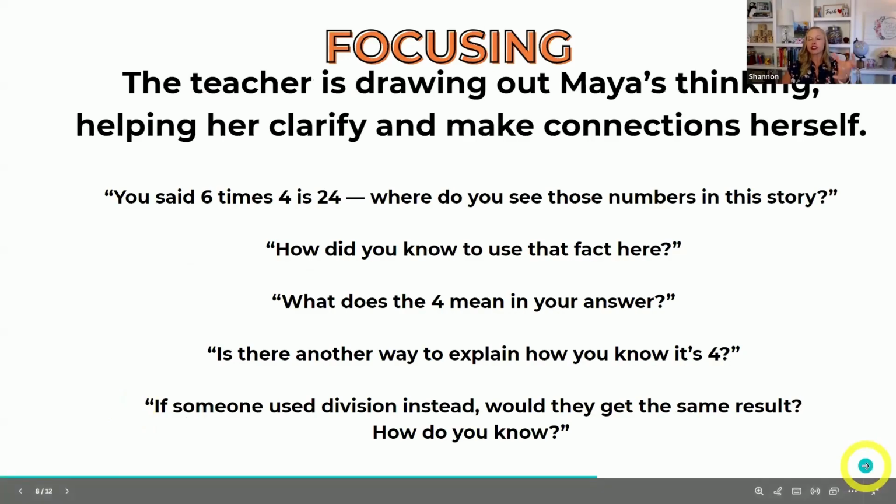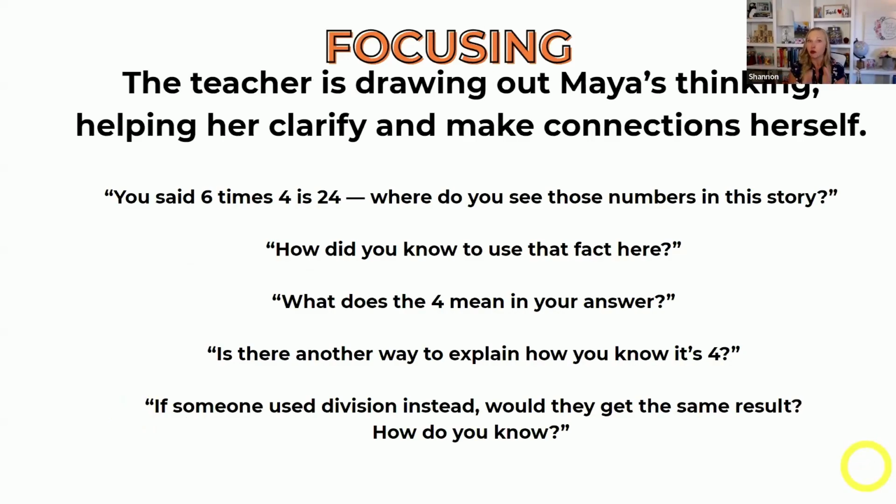Okay, so now the teacher's trying to draw it out from the student instead of asking a question that really can only result in one answer. So you said 6 times 4 is 24. Where do you see those numbers in the story? Because let's be honest, there isn't a 4 in the story. There's a 6 in the story. There's a 24 in the story. There is no 4. So if I can dig deeper into where did she get that?